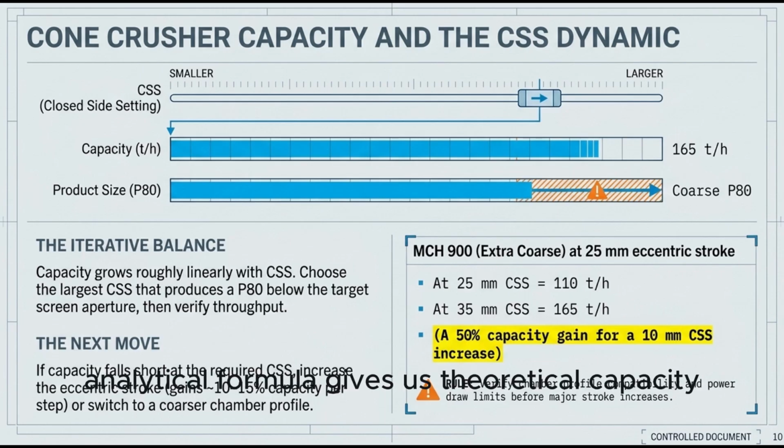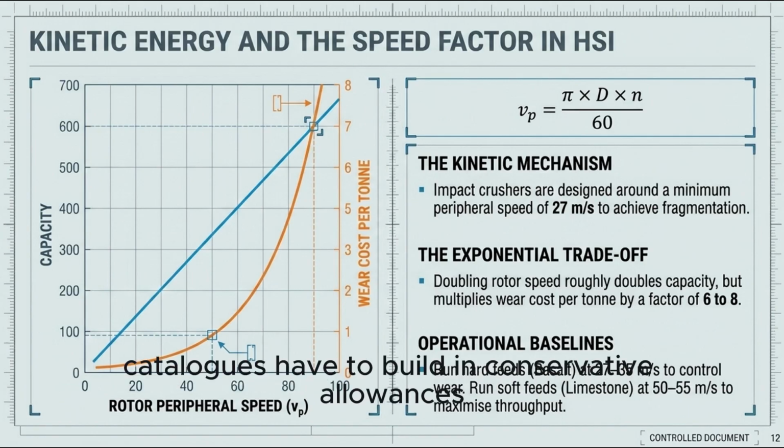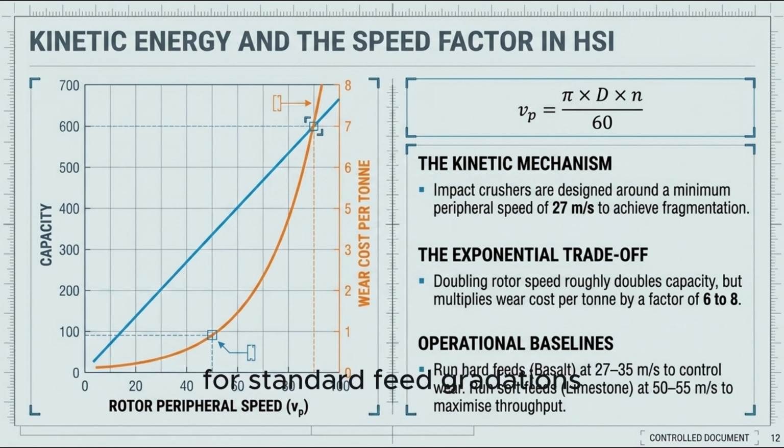If the Rose English analytical formula gives us theoretical capacity, why do manufacturer catalogs rate the capacity much lower? Well, catalogs have to build in conservative allowances for standard feed gradations. The theoretical math assumes a perfect world, but real rock is messy.